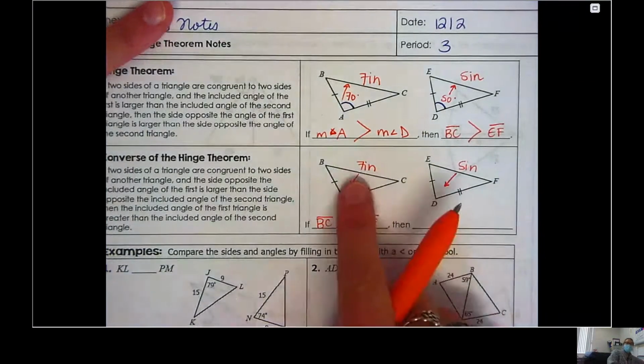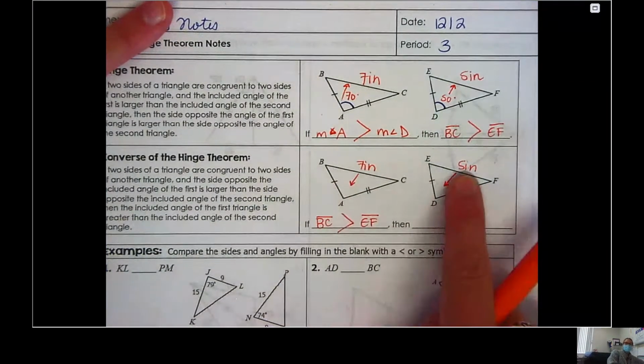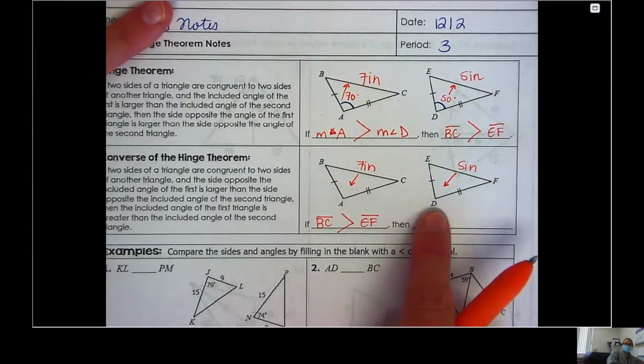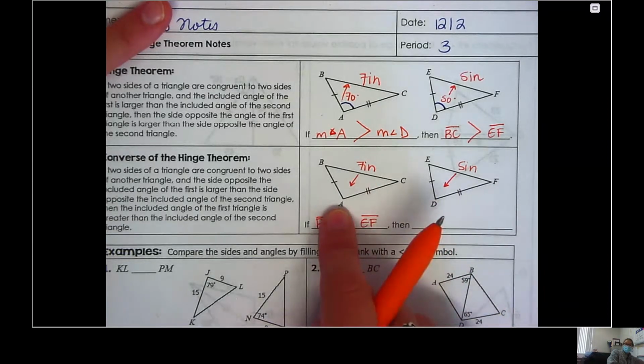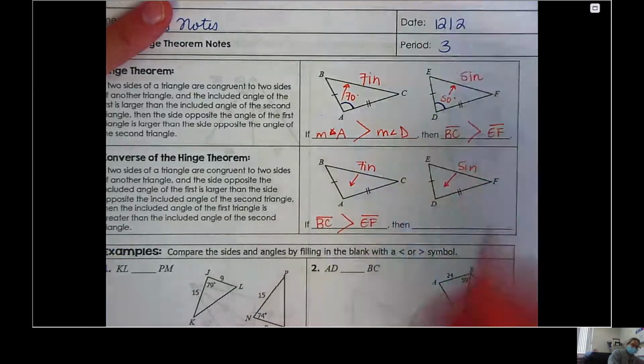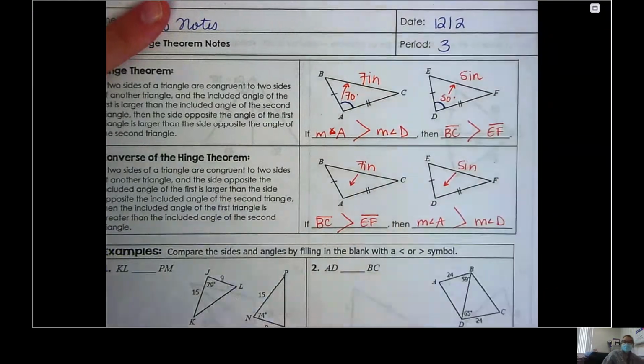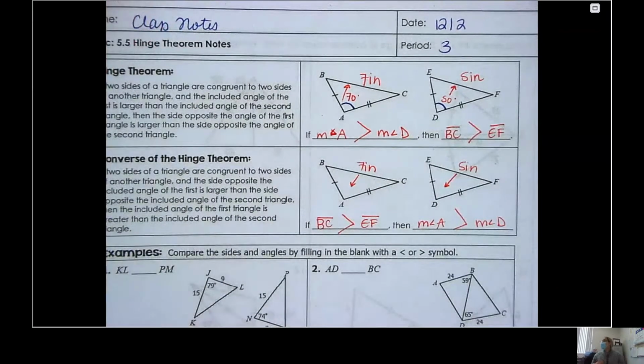So if BC is 7 and EF is 5, which angle is going to be bigger, angle A or angle D? Which one's the bigger number? 7 or 5? 7. So angle A is going to be bigger than angle D. So it's just looking at which side or which angle is a bigger number. That just means it's a bigger triangle and everything about it is bigger. All right, so when we do an example, you're going to see how easy this is.